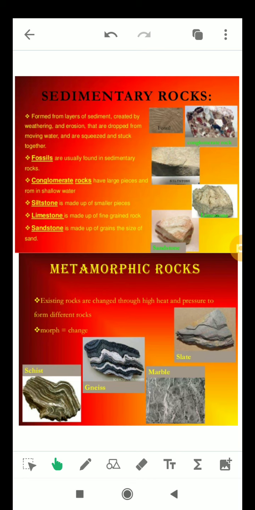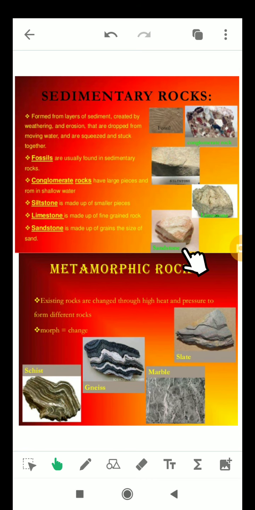The sediments are deposited layer by layer over time and get compacted by the weight of overlying rocks and waters into solid rocks. Some examples are sandstone, clay, limestone, chalk, rock salt, etc. These are the examples of sedimentary rocks.